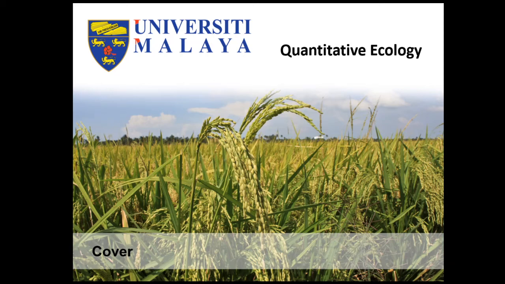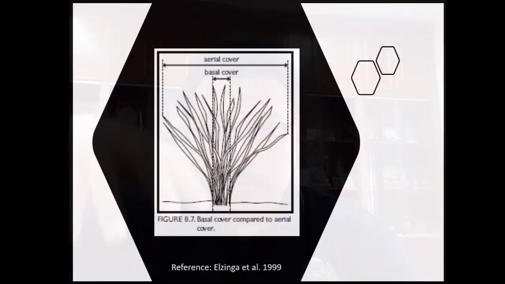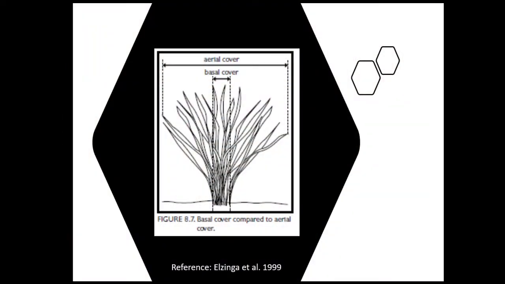Another important parameter in determining the quantitative index for plants is the cover. Cover is the vertical projection of vegetation from the ground as viewed from above. Two types are recognized. Okay, we have the basal cover.